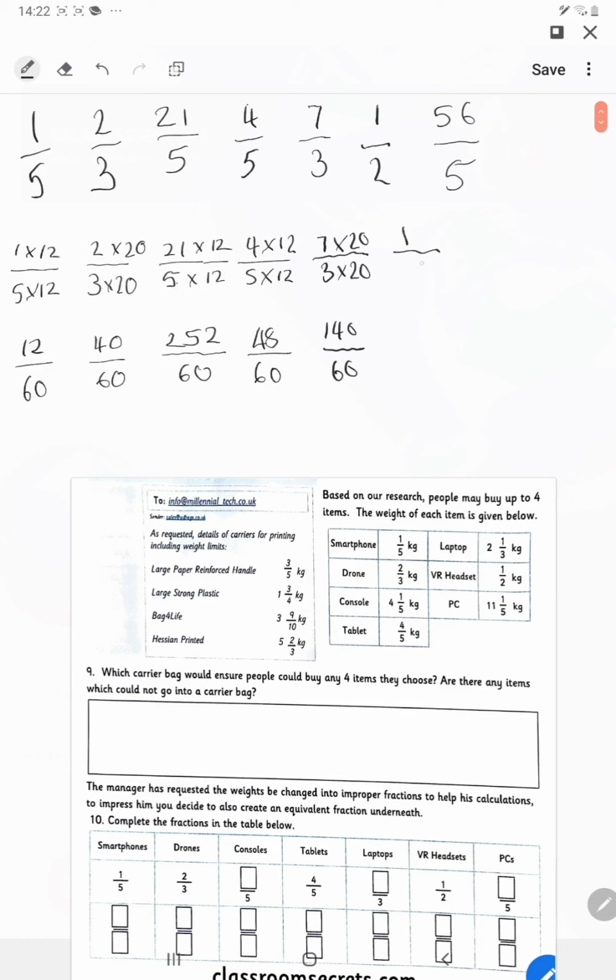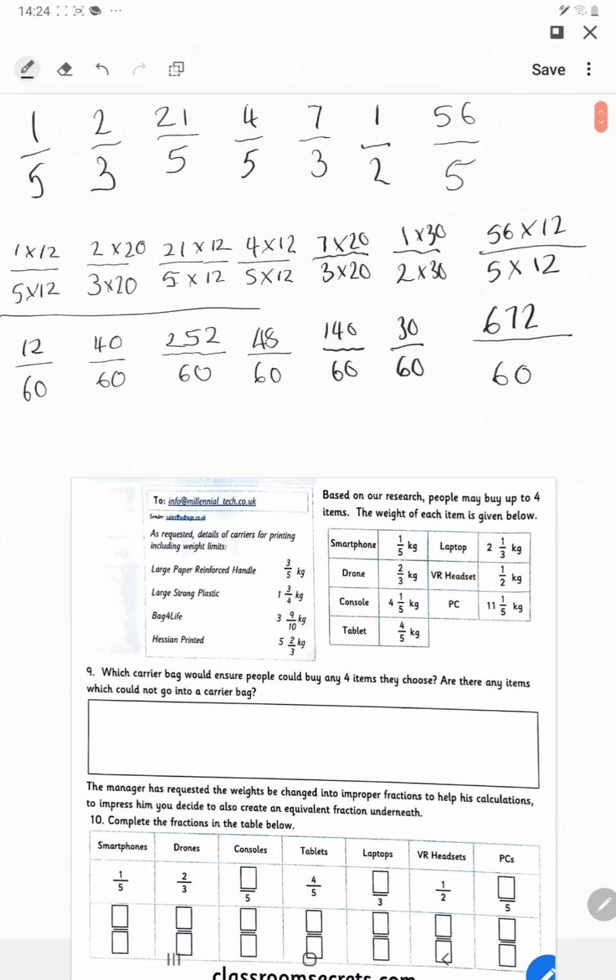1/2. Well, to get to 60, we need to multiply it 30 times. So we multiply the top and the bottom by 30 to give us 30/60. And then 56/5. Well, we're multiplying by 12 again. And 56 times 2 is 112. 672.